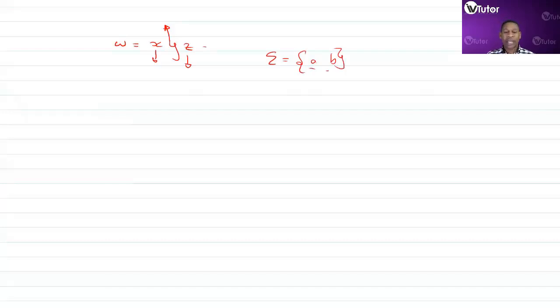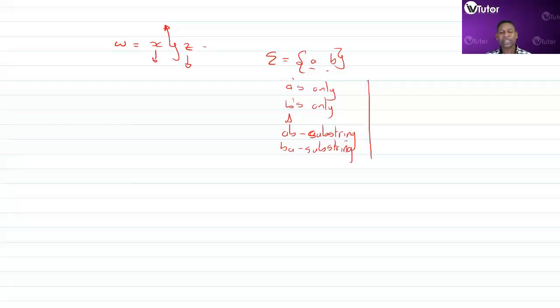So if they are going to contain any of these letters, then we can either have them containing A's only, or B's only, or containing an AB substring somewhere in it, or we can have a BA. So anywhere we form in the alphabet of AB, it is restricted to only these elements.